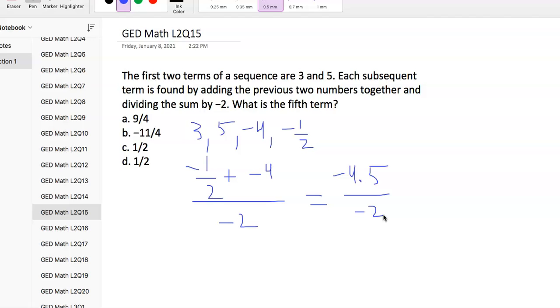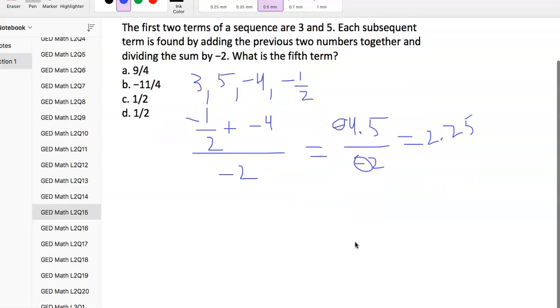Okay, and so if I divide these, remember that I got a negative here and a negative here. So two negatives always makes a positive. And so if we divide this out, it would end up being 2.25. Okay, 2.25. And 0.25 is the same as 2 1/4, right? Because I can see they're not decimals here in our answer choices, right? So 2 1/4 is our answer.